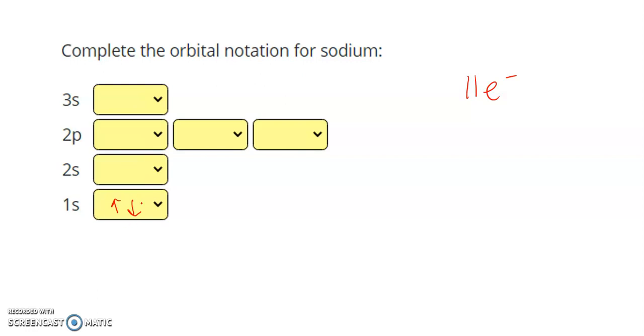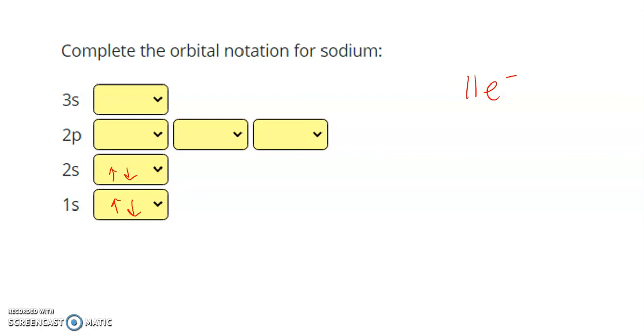In one of these boxes, you should always have up and down, never up, up, or down, down, because those electrons have to spin in opposite directions. After 1s fills up, then you put electrons into 2s. One up, one down. I want 11 total electrons. I have 4, so I need to keep going.